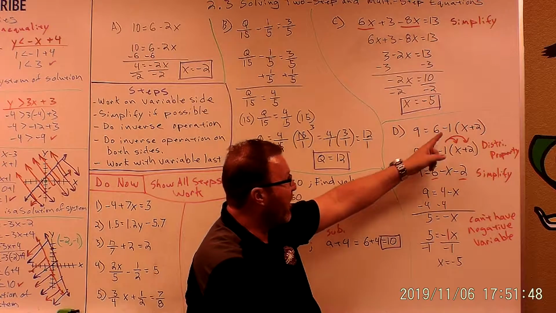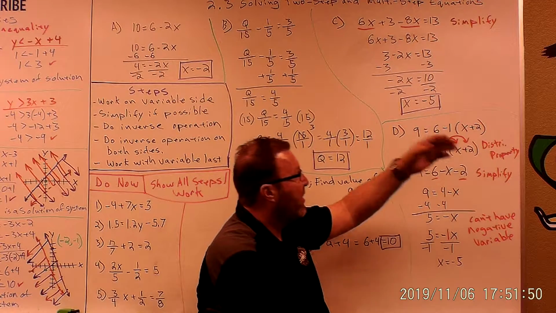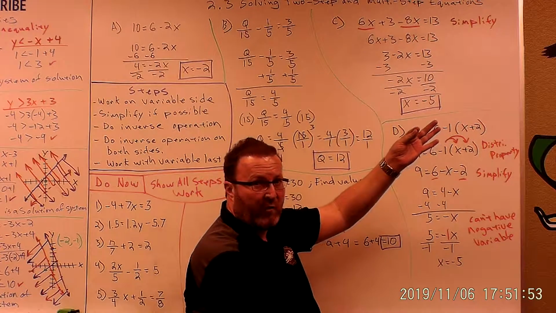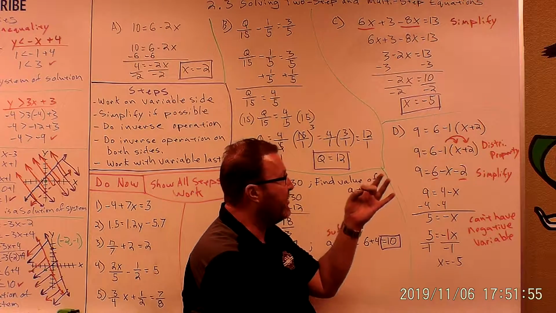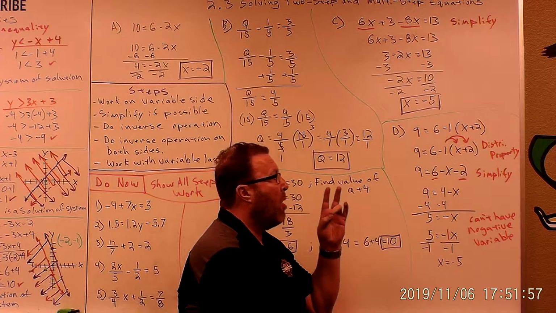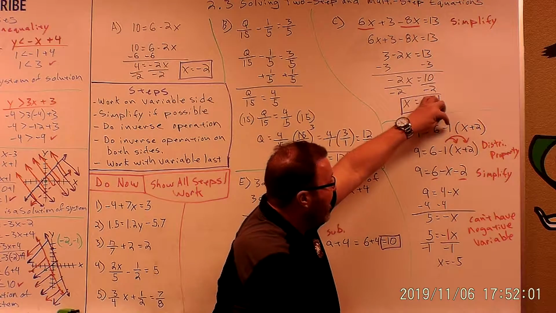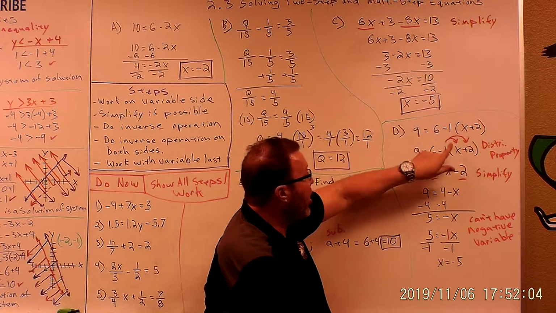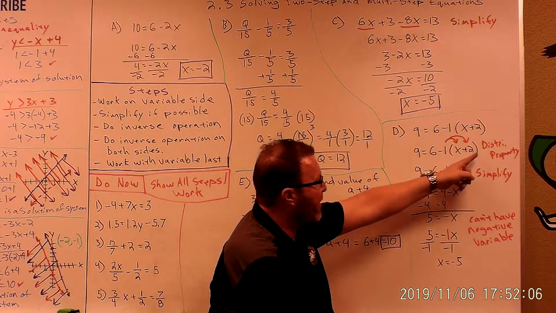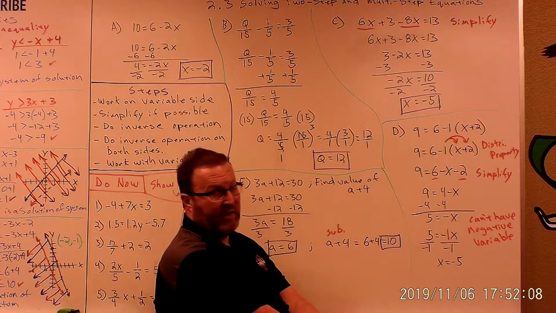First of all, we're working on the variable side. It's on this side. We have parentheses we can't solve within. We don't have exponents, so we don't need to do that. So now we're multiplying, dividing, left to right. So that means our parentheses, we're going to do what's called distributive property. We're going to take this negative 1 and we're going to distribute it across the x plus 2.